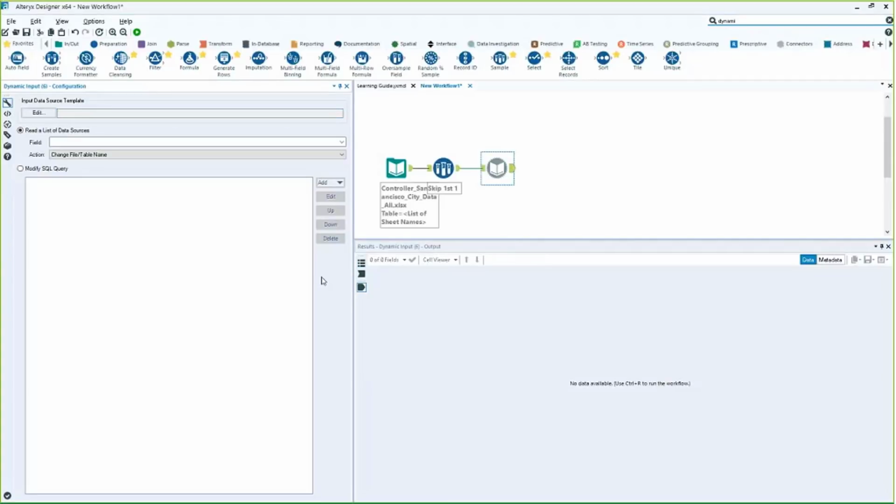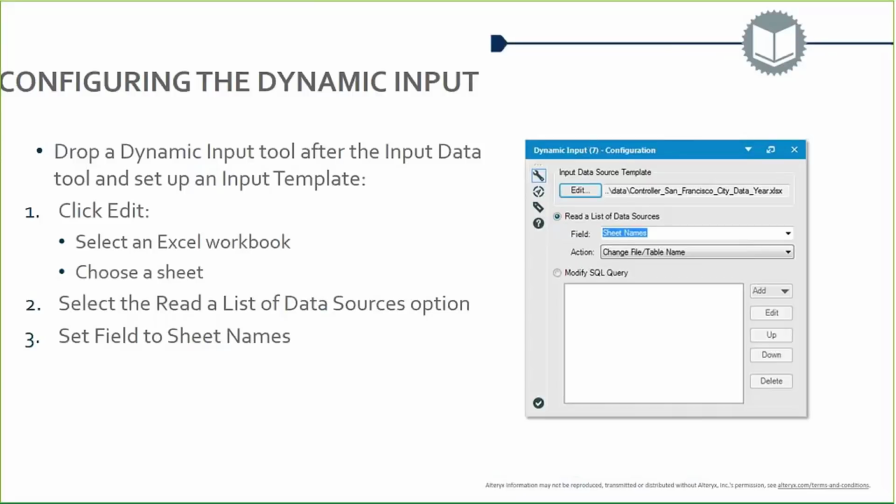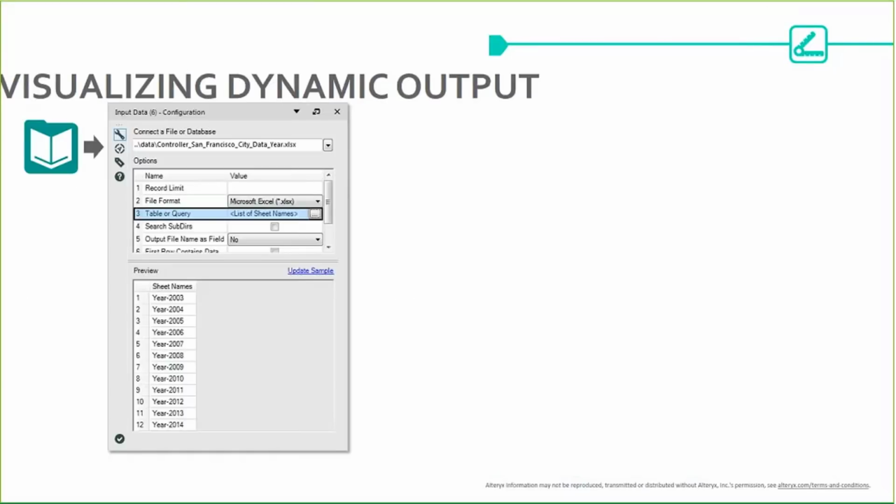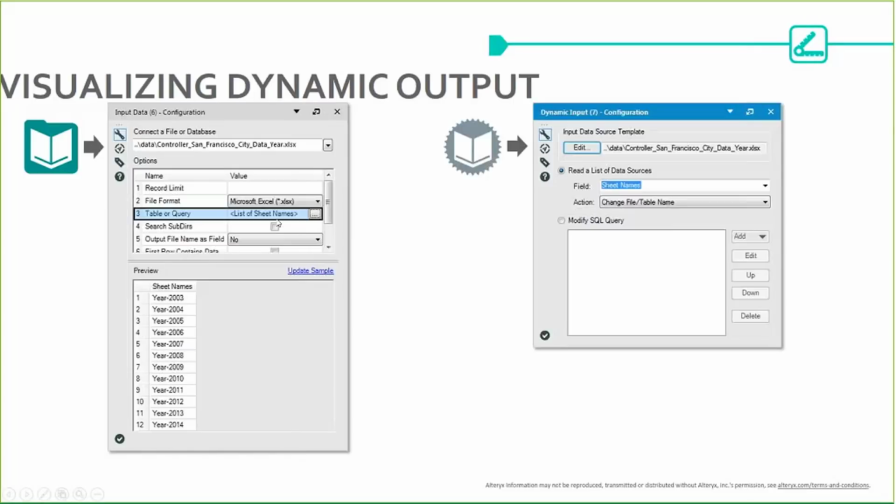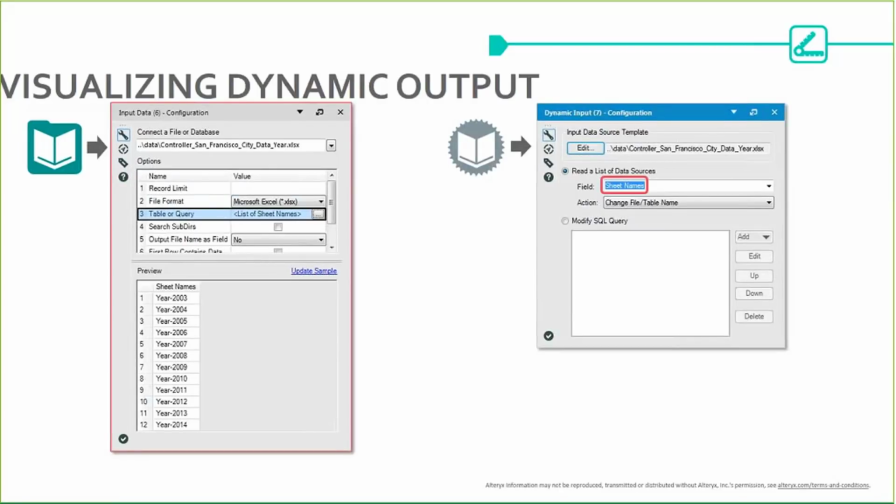Now I'm going to jump back to my PowerPoint really quickly to let you know what's going on here. At this point, this is what we've done. We've connected to our San Francisco city controller data, and I've queried a list of sheet names. And now we've brought a dynamic input tool in. There are some important things to think about when using the dynamic input data tool. The first of which is this input data source template, and this is required every time you use this tool.